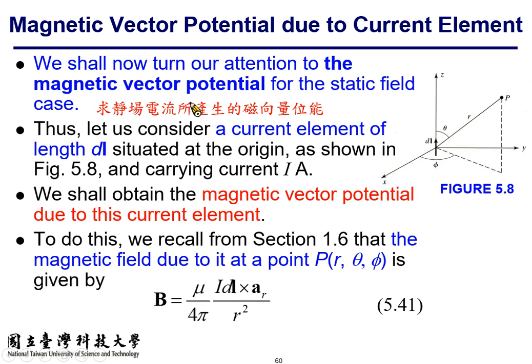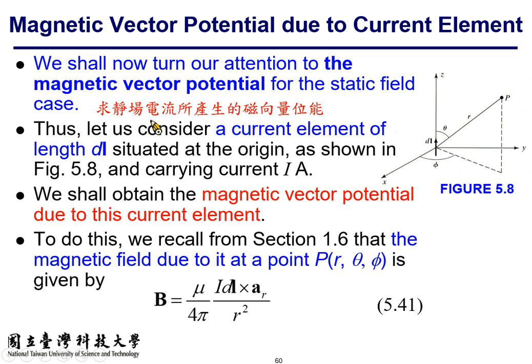So the last topic we have here is the magnetic vector potential built up by a static current. Intuitively, this should be similar to what we have with a point electrical charge. A point electrical charge produces an electrical field. A small line current produces a magnetic field, and in terms of what? In terms of magnetic vector potential.